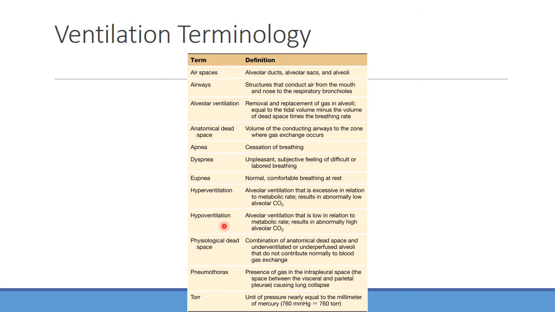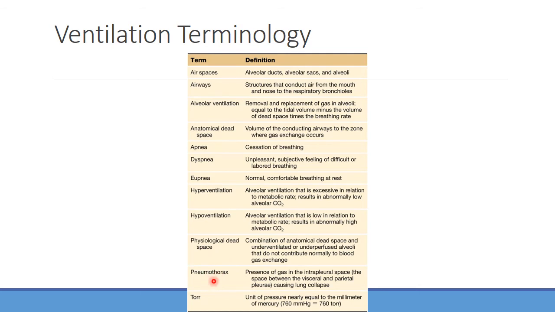You have hypoventilation. This is where basically you're having alveolar ventilation that is low in relation to your metabolic rate, so you're getting a buildup of CO2, which would cause you to become acidotic over time. We'll talk about the differences between metabolic and respiratory acidosis, but all of it goes back to your CO2 levels. Mentioned that physiologic dead space already.